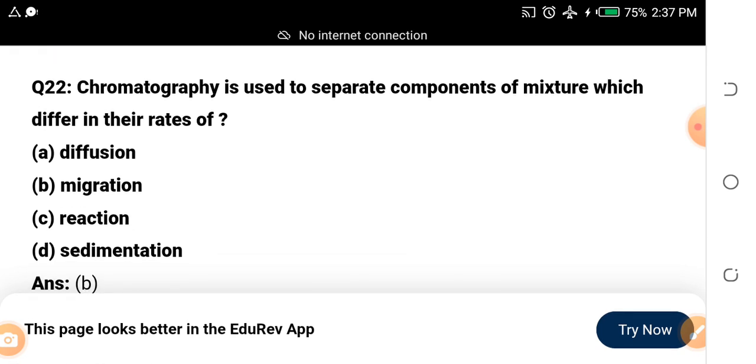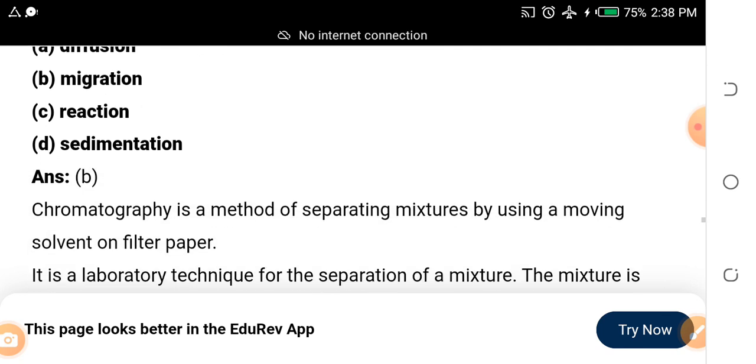Let's look at this question. Chromatography is used to separate components of a mixture which differ in the rate of dash. A, diffusion. B, migration. C, reaction. D, sedimentation. The answer is migration, and I will explain.